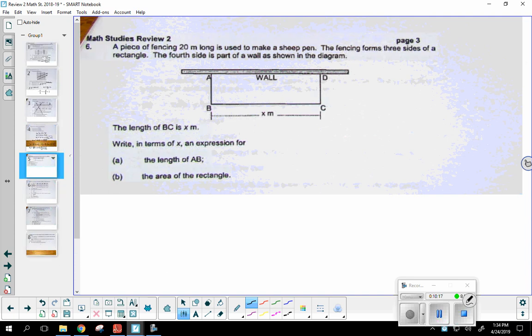Number 6, a piece of fencing 20 meters long is used to make a sheep pen. The fencing forms 3 sides of a rectangle. The 4th side is part of a wall as shown in the diagram. The length of BC is X meters. Write in terms of X an expression for the length of AB and the area of the rectangle.